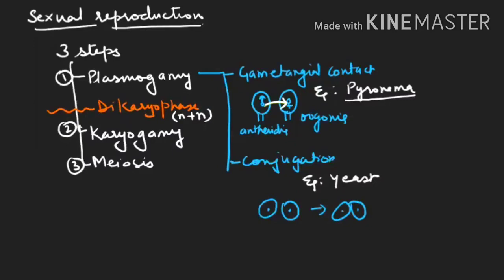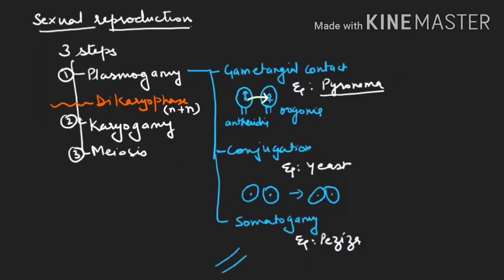Then the third method is somatogamy. Somatogamy is seen in Peziza. Example is Peziza. In this, somatogamy is seen. Now see how they do the somatogamy. This is the plus hypha, Ascomycetes with simple pore, monokaryotic condition. Then this is your second mycelium, which is the minus hypha, and these 2 mycelia are in monokaryotic condition, and they fuse.